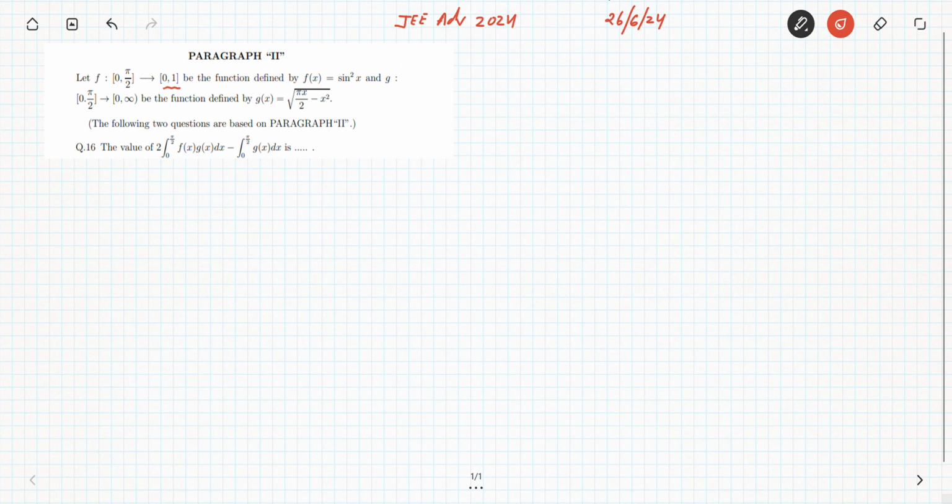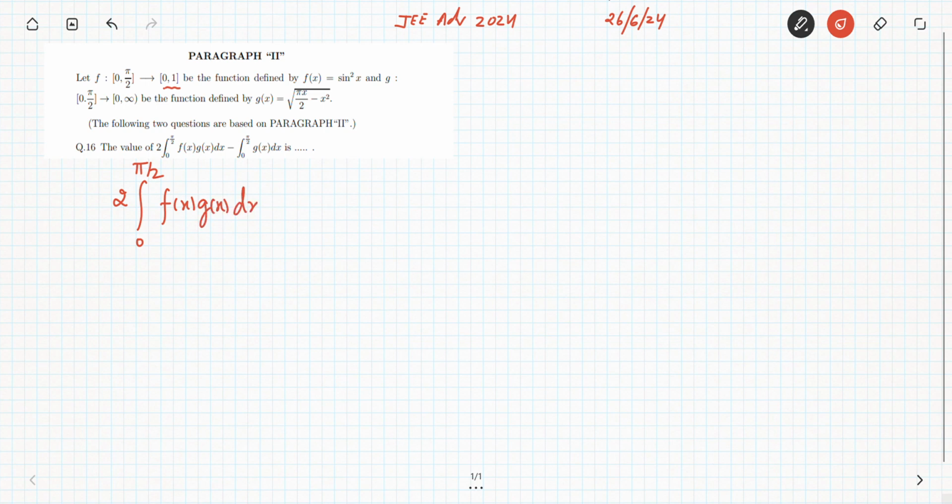Now one thing you should be noticing here is that the domain of this function f is the same as the domain of this function g. Okay, so now let us proceed to solve this question. The first term that we are asked to evaluate is the integral from 0 to pi by 2 of f(x) g(x) dx.